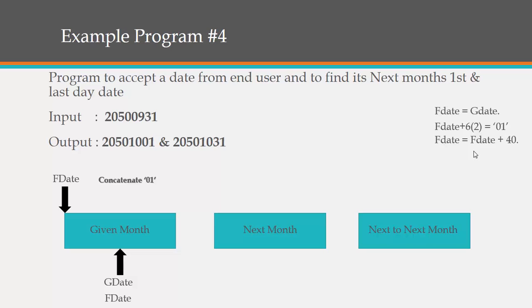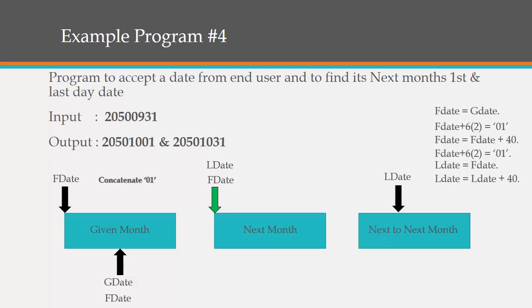So now the pointer will point to a day in the next month. We'll pull it back to the first day of the next month by assigning F date plus 6 of 2 equal to 01. So we got our first day date of next month. Now to get the last day of the next month, we'll again add 40 days. We'll assign this F date to L date, and once that is done, we'll add 40 days to L date so that it moves to a day in the next-to-next month.